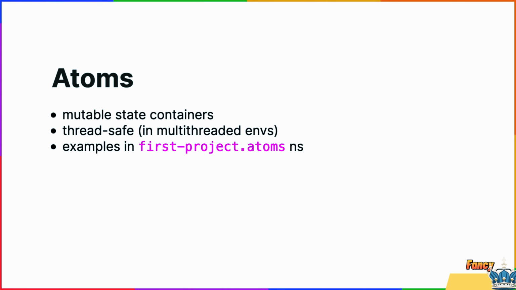All Clojure data structures are immutable. However, the real world might not always be so. Any useful application would have some state that changes over time. Clojure atoms are thread-safe constructs to accommodate mutable state. In a true multi-threaded environment like the JVM, atoms guarantee atomic updates across threads.